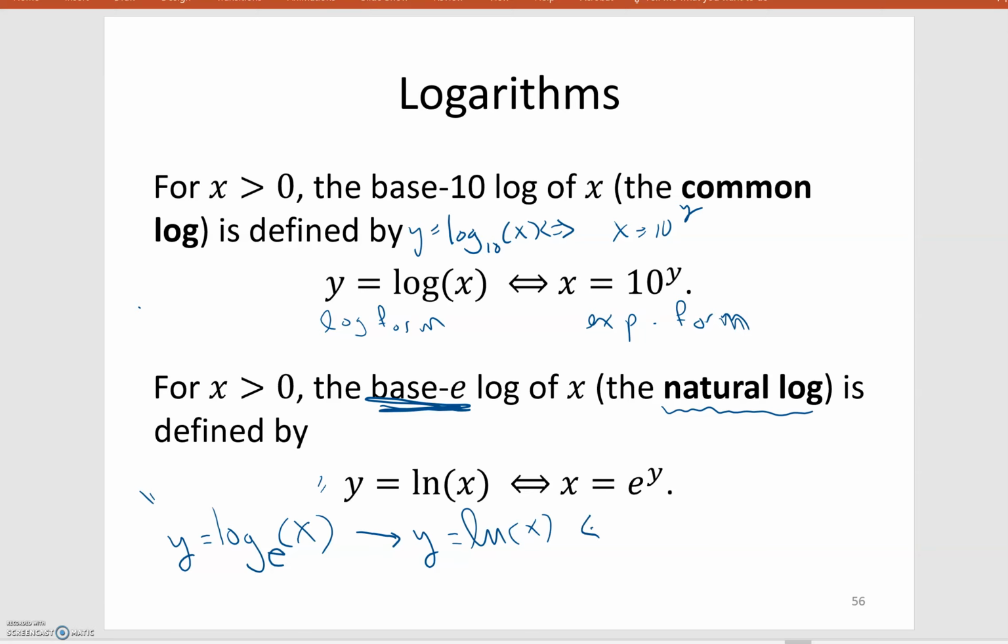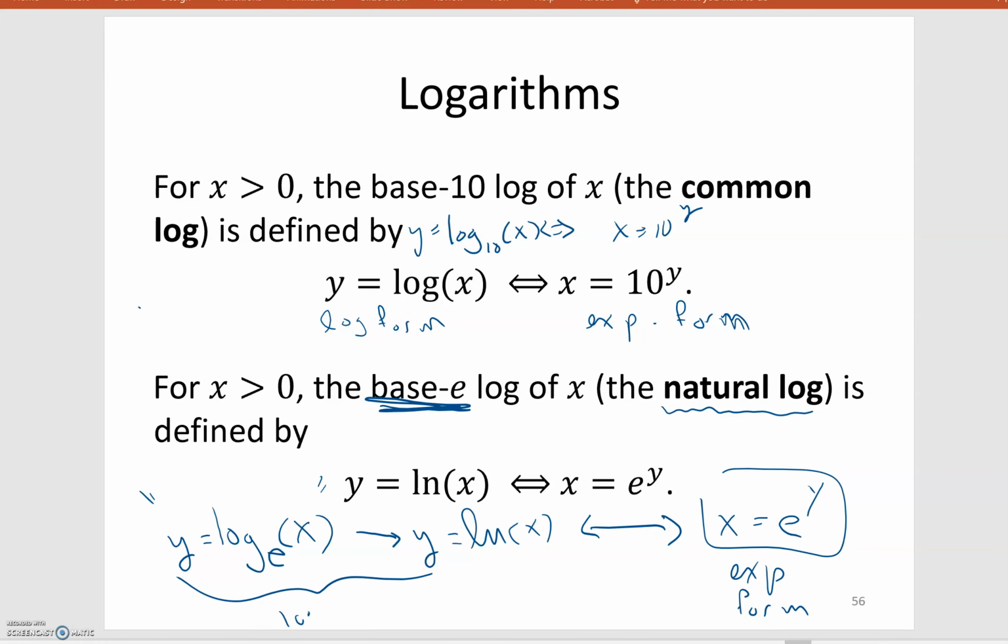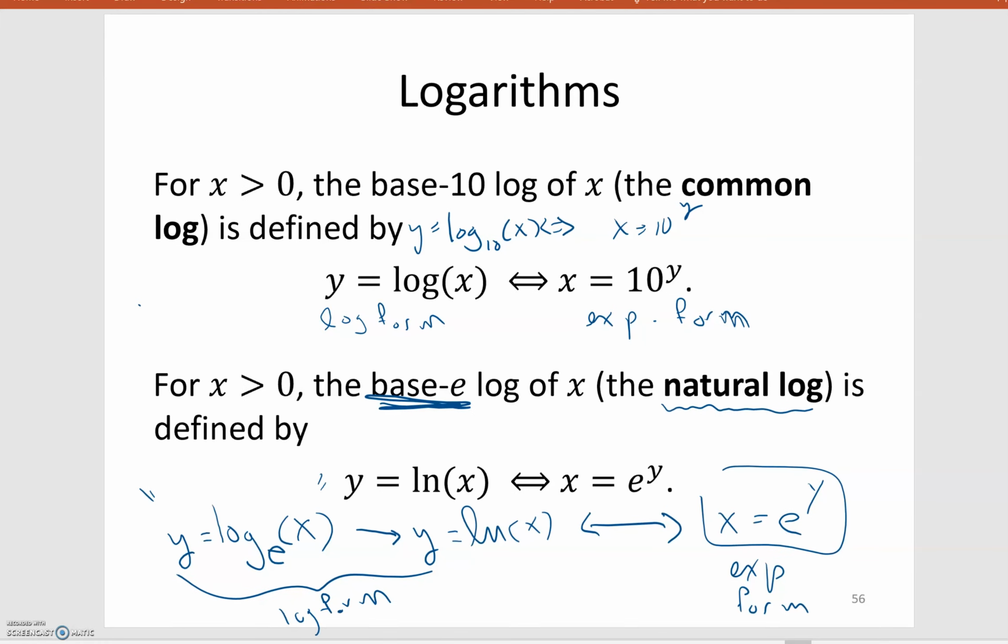The exponential form of this, and you can see it better if you write this version, is the base e raised to the y equals x, or the other way around, x equals e raised to the y. So that's the exponential form. And both of these are the log form. Okay.